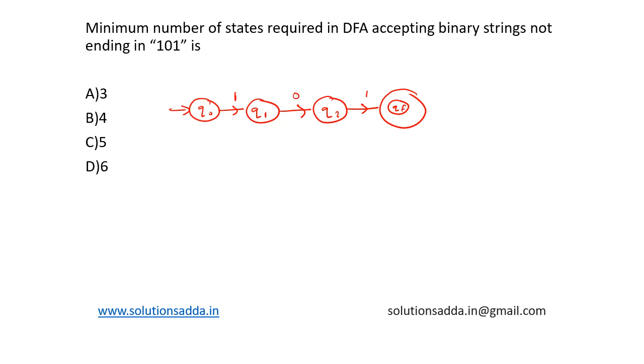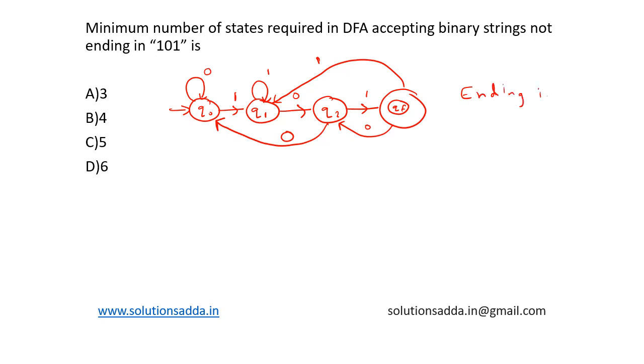Now, since it's a DFA, let's fill the remaining transitions. Here, in state Q0, upon seeing any number of zeros, we loop. Upon seeing any number of ones in Q1, we loop. Then in Q2, upon seeing 1, we move to next state QF. And upon seeing 0, the whole transition is broken, so we again move on to the initial state, that is Q0. Then in the final state QF, upon seeing 1, we move on to state Q1. And upon seeing 0, we move on to state Q2. So this is the DFA that accepts strings ending in 101.